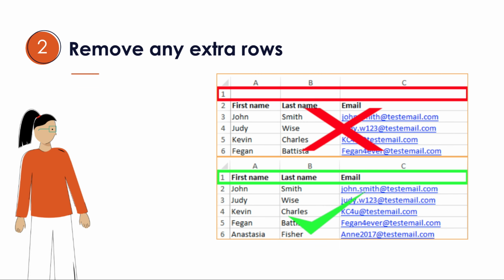Step 2. Remove any extra rows you have at the beginning of your spreadsheet. The very first row in your spreadsheet should be the column header. That way, the information at the top matches the information that's reflected down the rest of your spreadsheet.